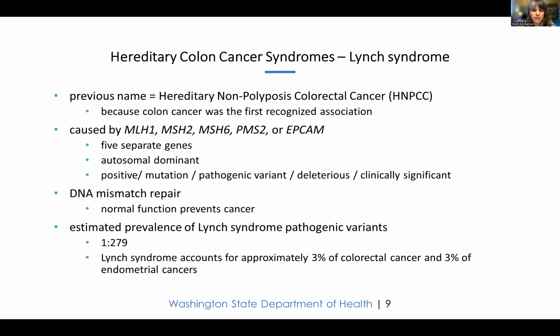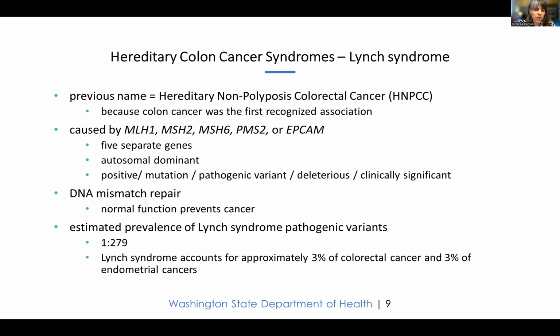The next syndrome on the list to cover is Lynch syndrome. This also has a previous name, which was hereditary non-polyposis colorectal cancer, or HNPCC. Colon cancer was the first cancer identified for these families with this condition. Again, we now know that the list of cancer risks extends beyond the colon.